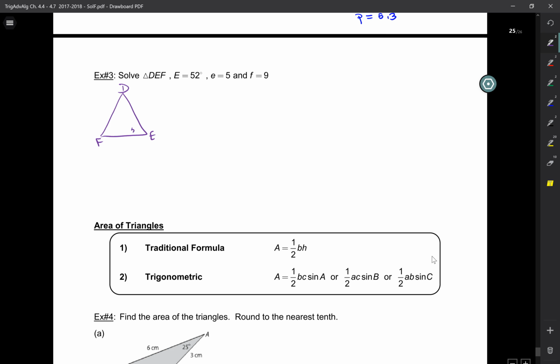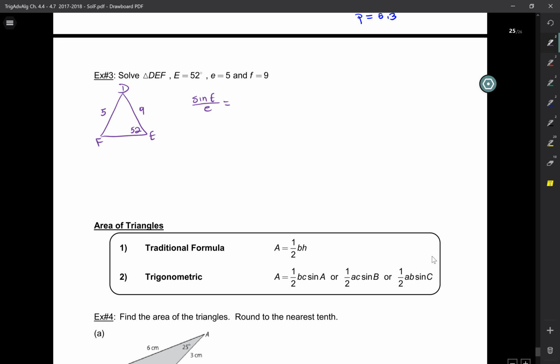All right, angle E is 52. Little e, which is opposite to this, is 5. Little f, which is opposite to big F, is 9. Okay, so the pair where I have both given is for E. So it's going to be sine of E over little e equals.